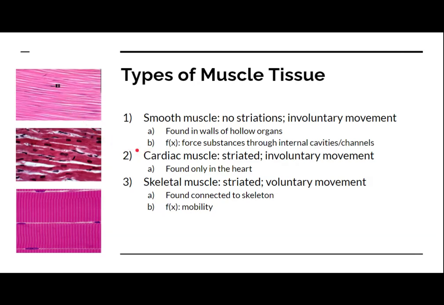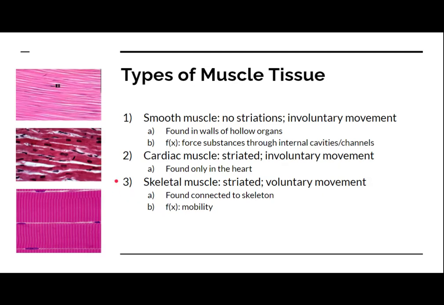Then number 2 is the cardiac muscle. That is striated, and that is involuntary movement. It is found only in the heart. It is a really interesting kind of tissue, but we will talk about that more in the cardiovascular unit.